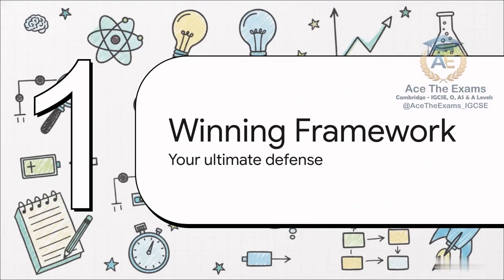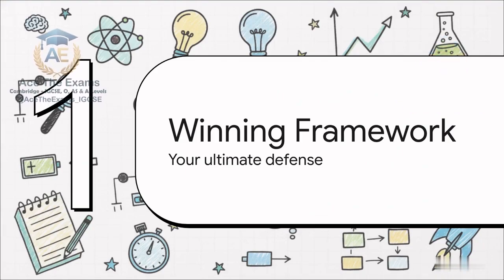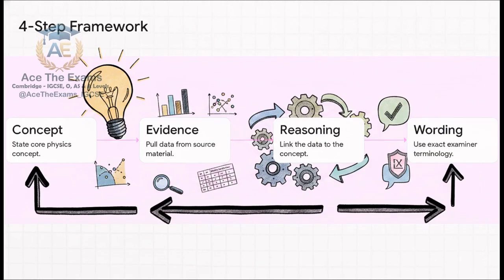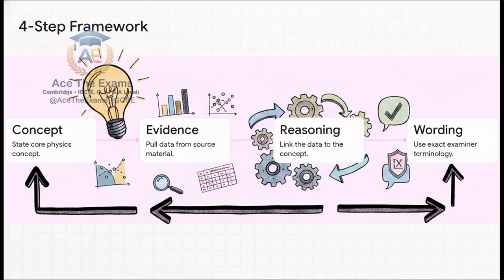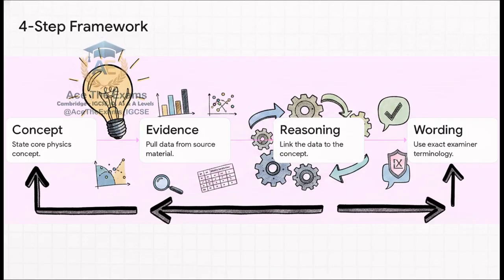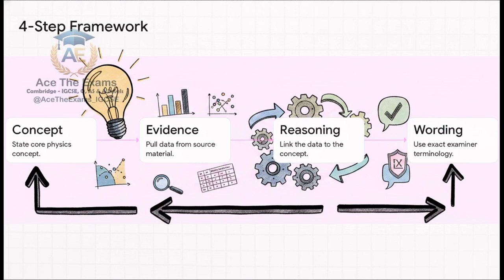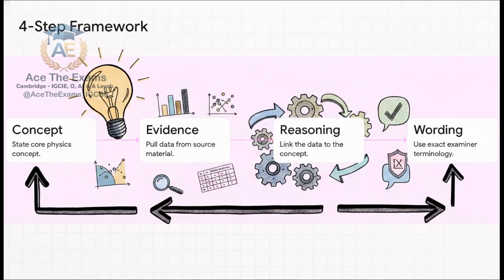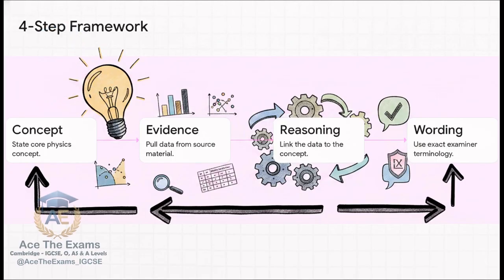Section 1. The winning answer framework. This is your ultimate defense mechanism. To guarantee every single point against the Cambridge marking system, you've got to follow these 4 unbreakable steps for a top band response. Step 1. State the core physics concept. Step 2. Pull evidence or data directly from the source material, the graph or the table provided. Step 3. Provide the scientific reasoning linking that data back to the concept, like proving exactly how acceleration changes when a new resultant force is introduced. And Step 4. Use specific examiner wording. That's the exact terminology the mark scheme demands. If you follow this chain, your answers become completely bulletproof.